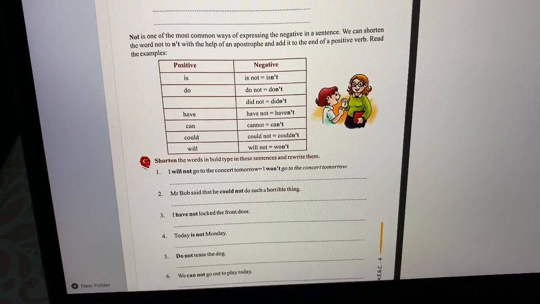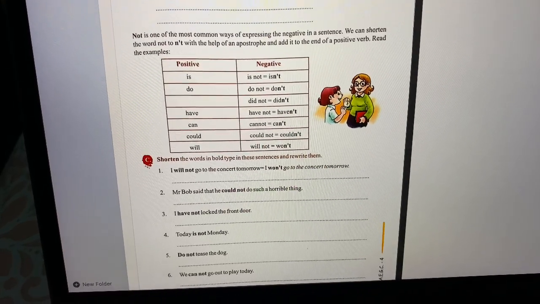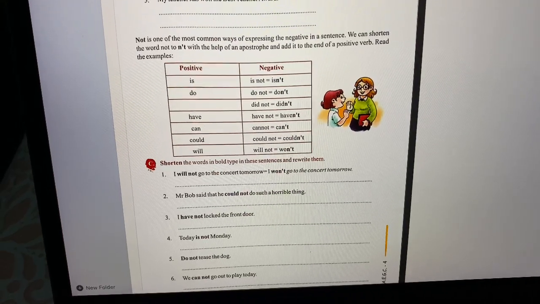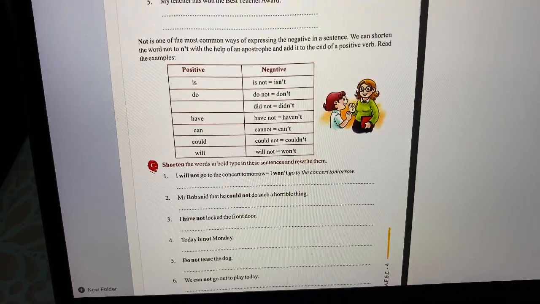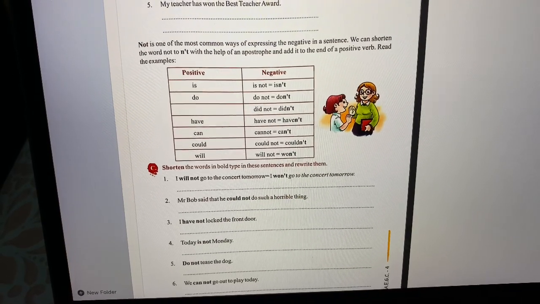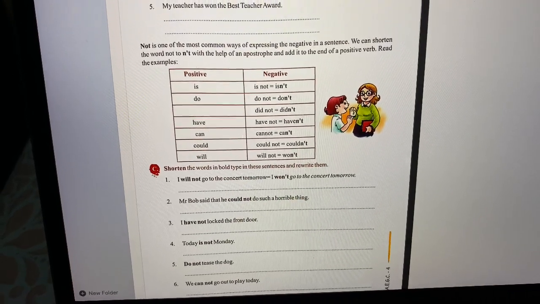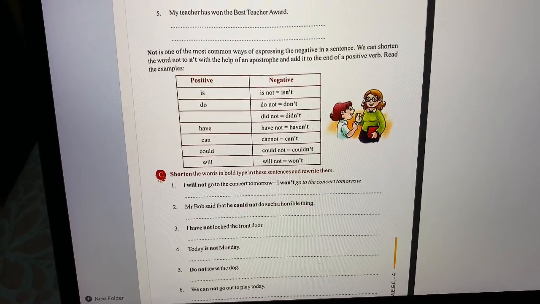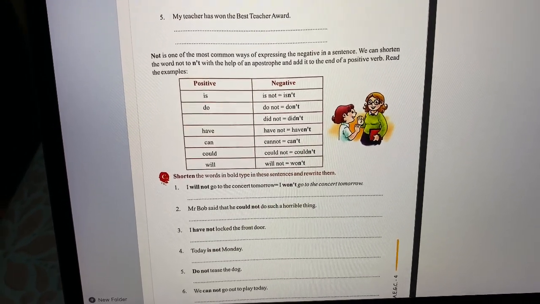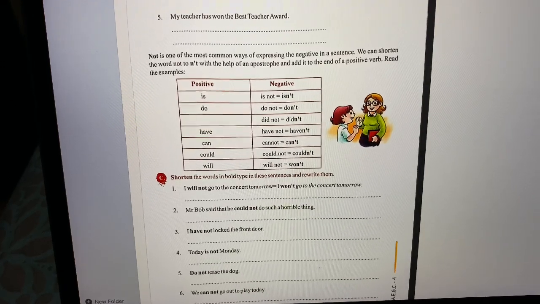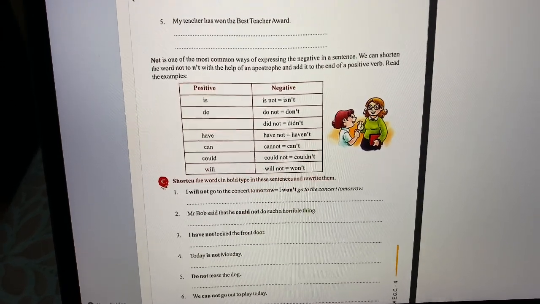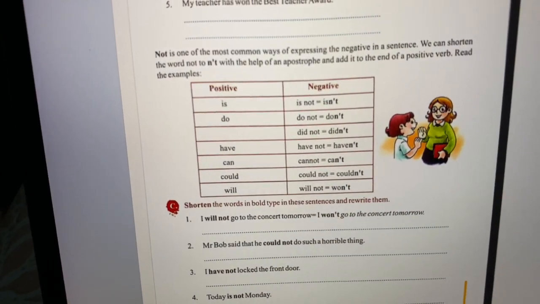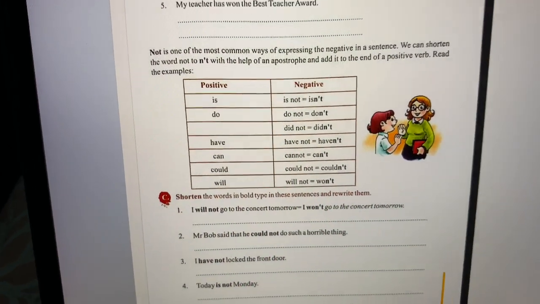Not is one of the most common ways of expressing the negative in a sentence. We can shorten the word not to N apostrophe T with the help of an apostrophe and add it to the end of a positive verb. Read the examples. So the positive is. If you had to make it negative and it was is not, that can also be expressed as isn't. If you put an N apostrophe T, so is not becomes isn't, right?